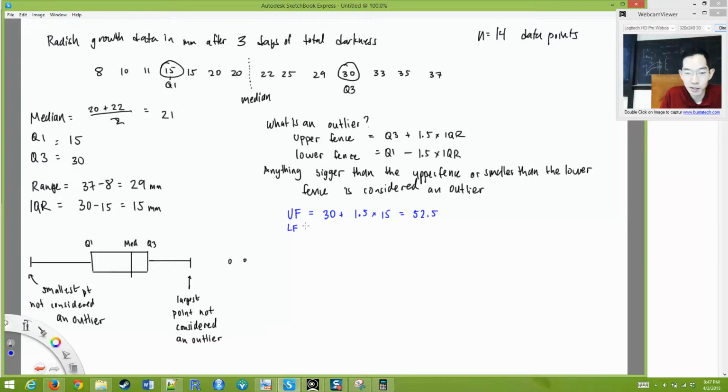The lower fence, on the other hand, would be 15 minus 1.5 times 15. So that would take me to negative 7.5. Okay? So are any of our data points considered outliers? No. Okay? So in our case, none of our data points are considered outliers.